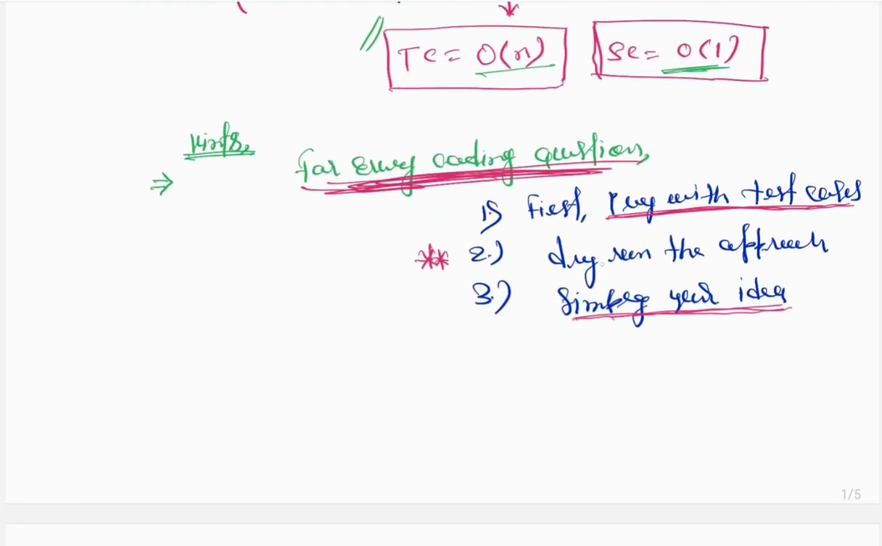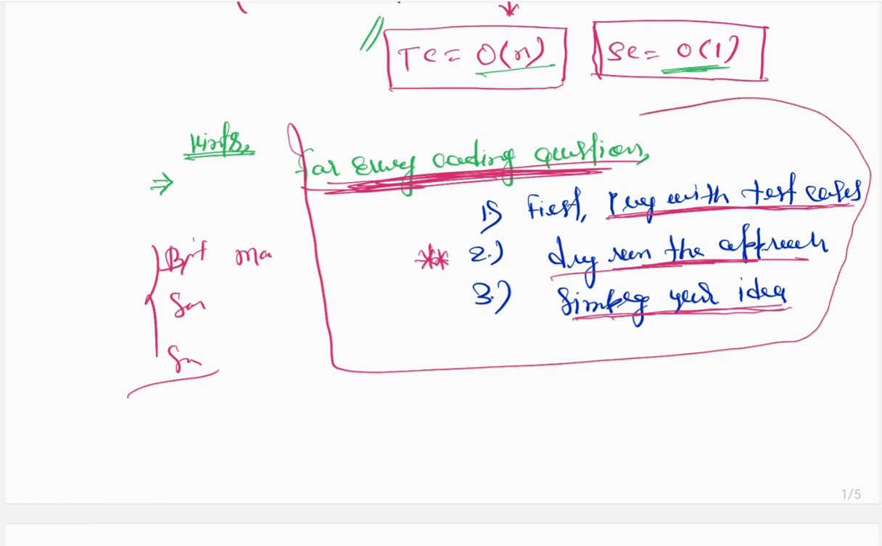Then write down the approach. Here I have implemented three approaches. The first one was bit manipulation, the second one the sorting algorithm, and the third one a simple mathematics approach, right? So I came up with these three approaches, and you can also apply these three approaches in every question.